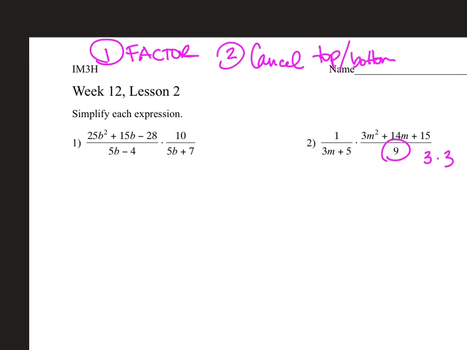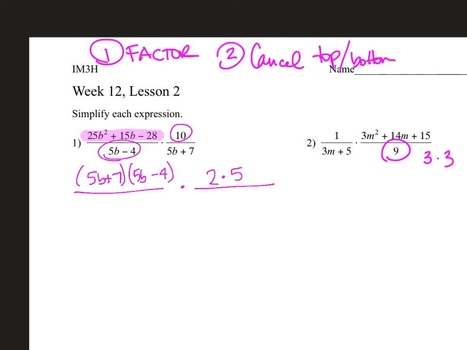The first one I'm going to do is number 1. I'm going to factor anything that I possibly can. I'm looking at this, and I can tell that this up top is factorable. It's factoring as a trinomial. It factors to be 5b plus 7 times 5b minus 4. So that's what I have on the top on the left. This 10, I can break that down to be 2 times 5. This does not factor, so I'm just going to leave it as 5b minus 4. This also does not factor. I'm going to leave it as 5b plus 7.